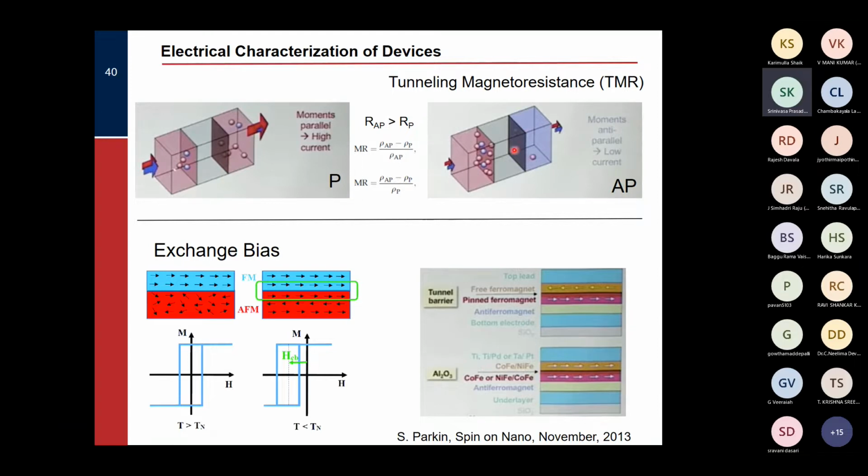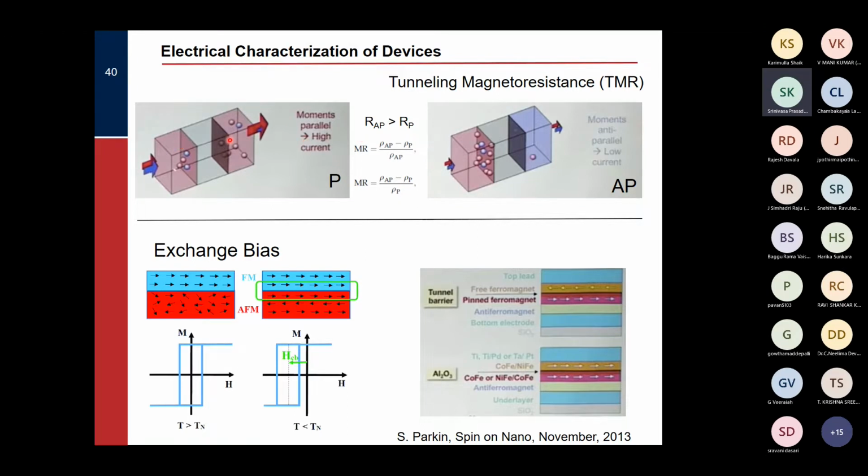But in the antiparallel case, both the red and blue electrons will face scattering here, so they will not be able to give a large amount of current. So that means the resistance in the antiparallel case will be higher here, and lower in the parallel case. These kinds of structures are called tunneling magnetoresistance structures because the current tunnels from one side to the other.